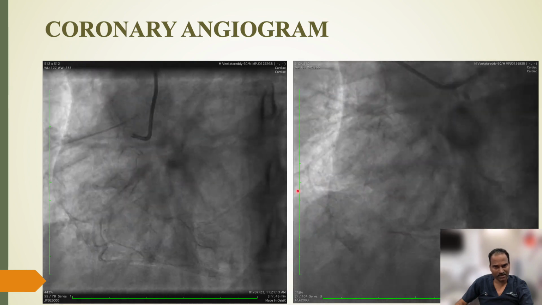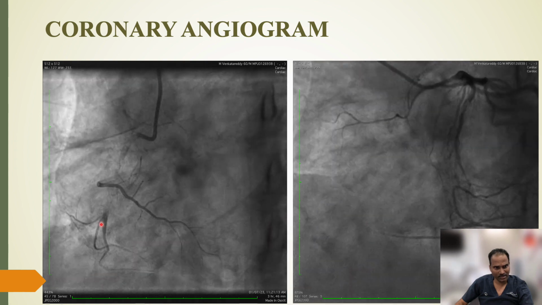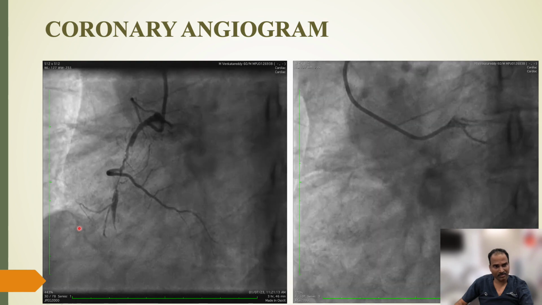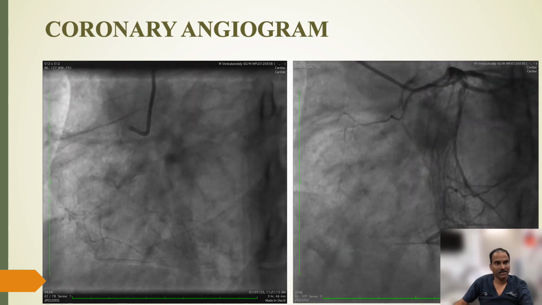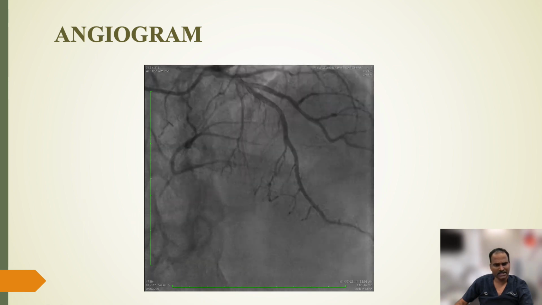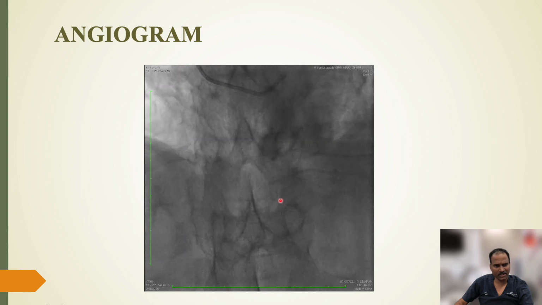Yeah, so left system is fine. There is not much of issue on left system, and you can as well see the branches, multiple branches coming from the distal RCA. This is left system. You can see there are good septal collaterals filling PDA from LAD.